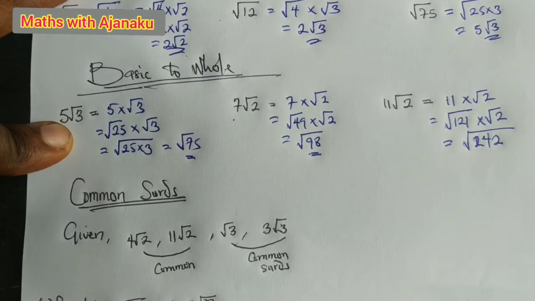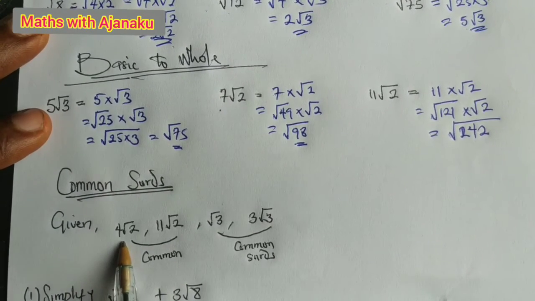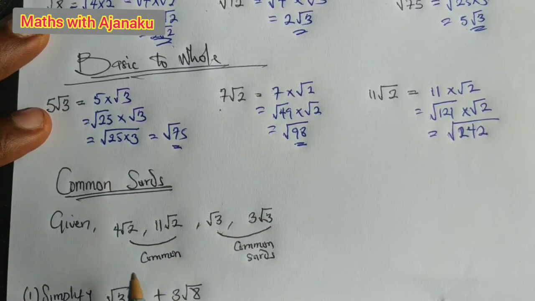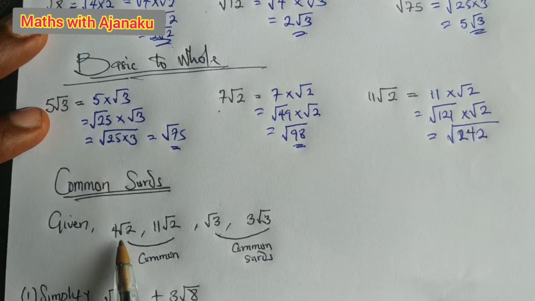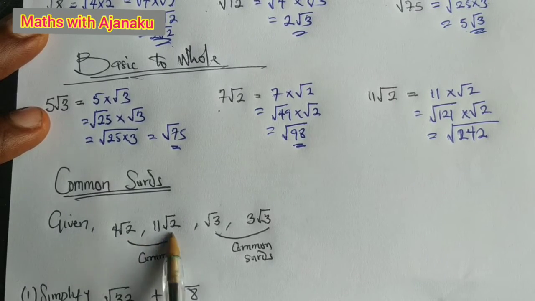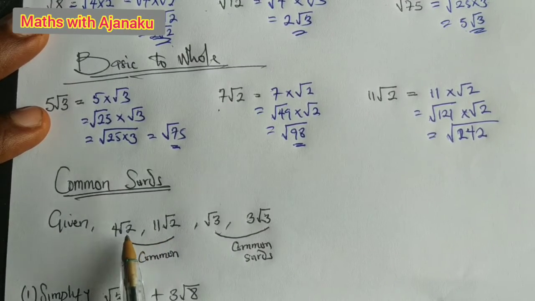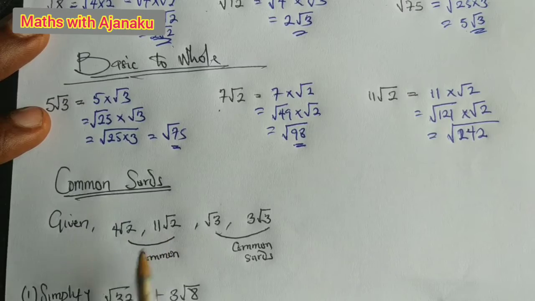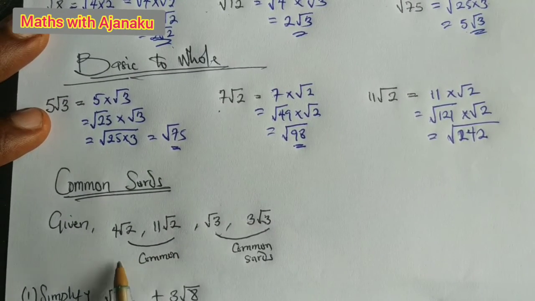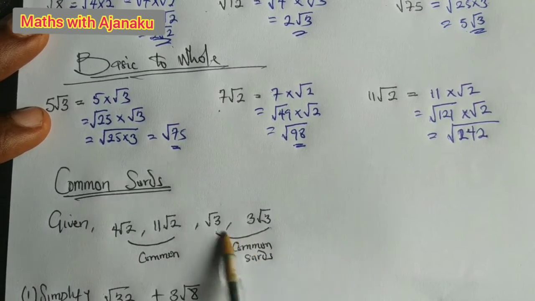Right now, let's discuss common surds. What are common surds? Given root 4 root 2, 11 root 2, root 3, 3 root 3. If you notice, the rational parts of these numbers look alike in the case of root 4 root 2 and 11 root 2. So they have root 2 as their irrational part, which makes them what? Common surds. They look alike. So likewise, root 3 and 3 root 3 also look alike. So we call them common surds.